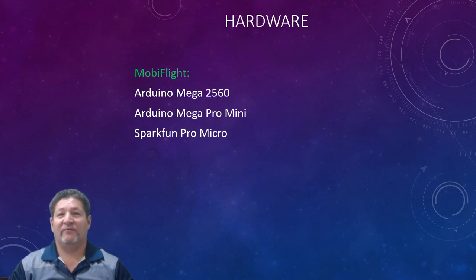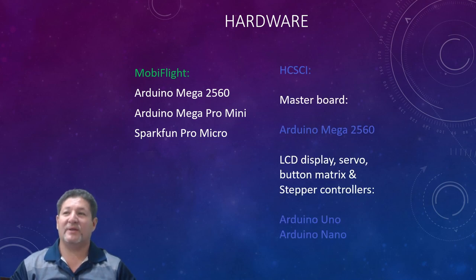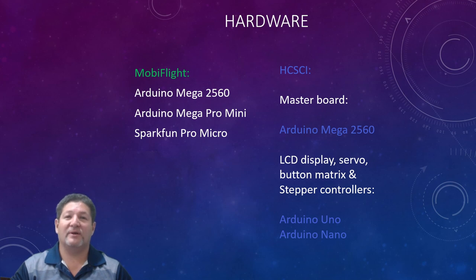So for the hardware, apparently with MobiFlight you can use an Arduino Mega 2560, or you can also use Arduino Mega Pro Minis and SparkFun Pro Micros. Oh, that's a mouthful too. So those are the three different types of boards that you can use. With Hicksee, for the master board, you can only use an Arduino Mega 2560. That is the only board that is allowed to be used.